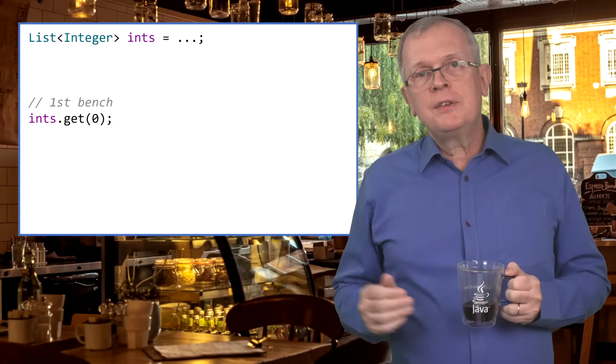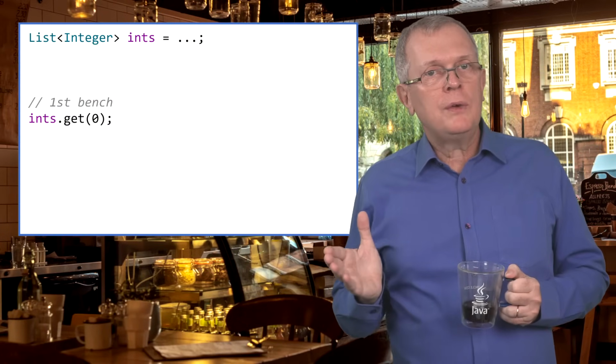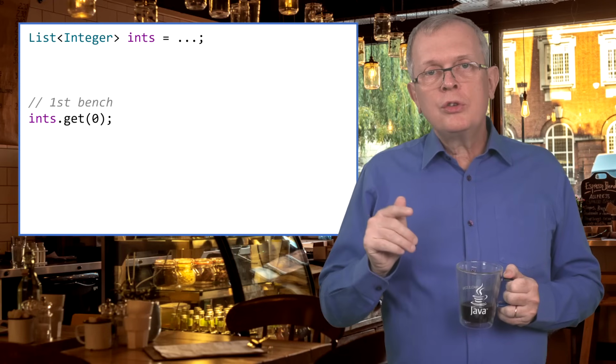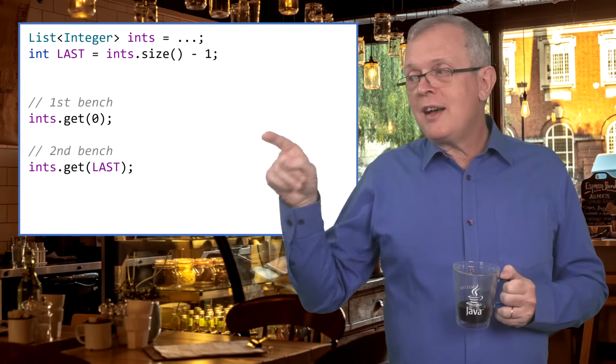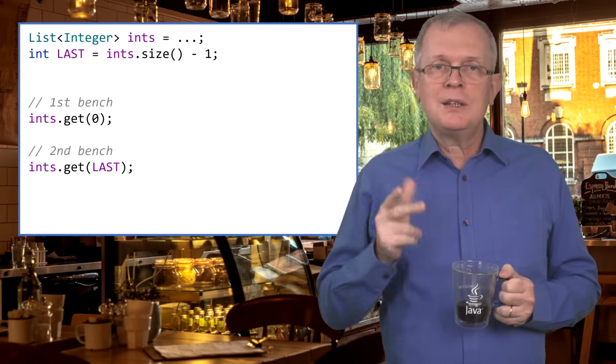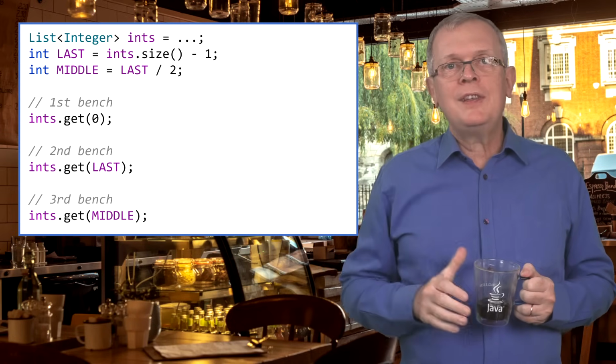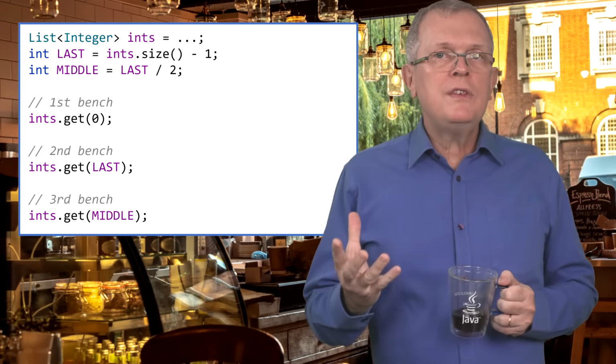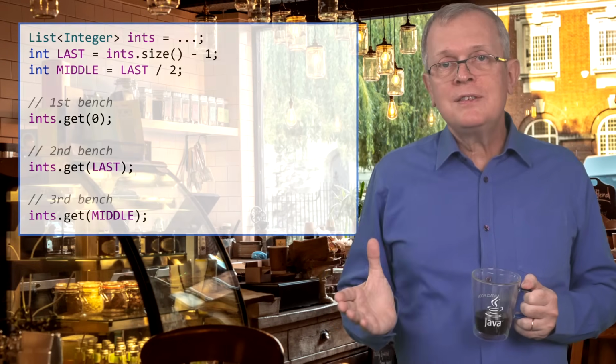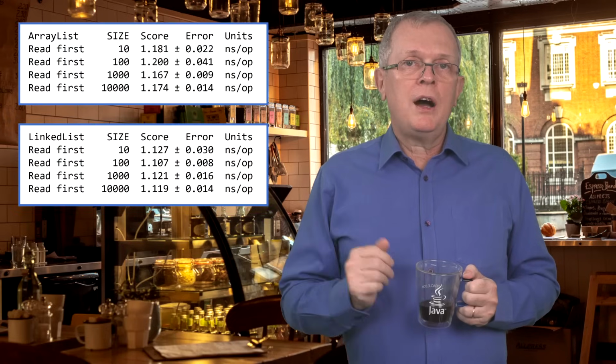The first benchmark we are going to look at just takes a list and reads the first element of that list. The second one consists in reading the last element of the list. And the third one consists in reading the element at the middle of that list. And we're going to run these benches for several sizes of lists, from 10 to 10,000. So here are the results.